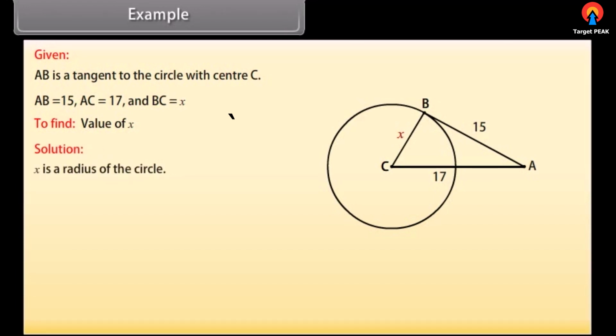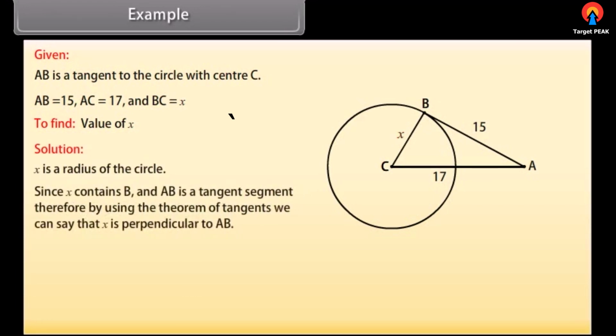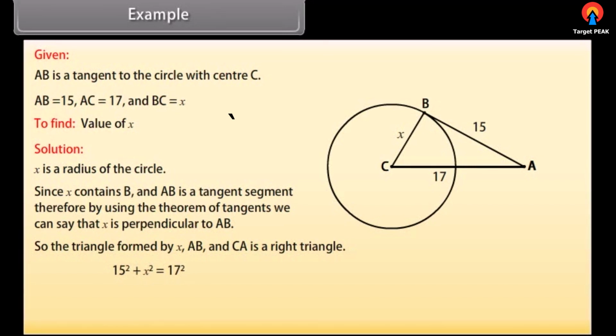We can see that x is a radius of the circle. Since x contains B and AB is a tangent segment, therefore by using the theorem of tangents, we can say that x is perpendicular to AB. So the triangle formed by x, AB and CA is a right triangle. Now by using the Pythagoras theorem we get 15 square plus x square is equal to 17 square, or x square is equal to 64, which gives us x as 8.